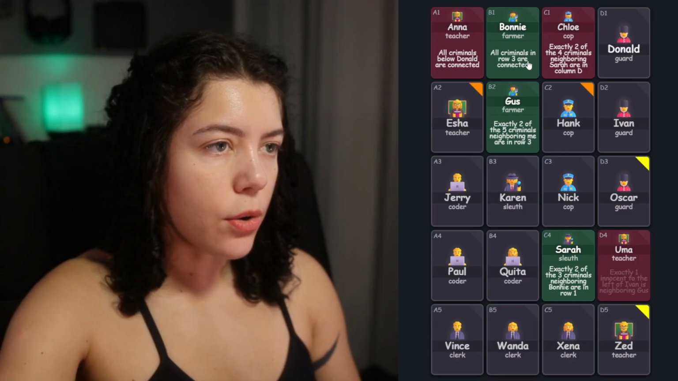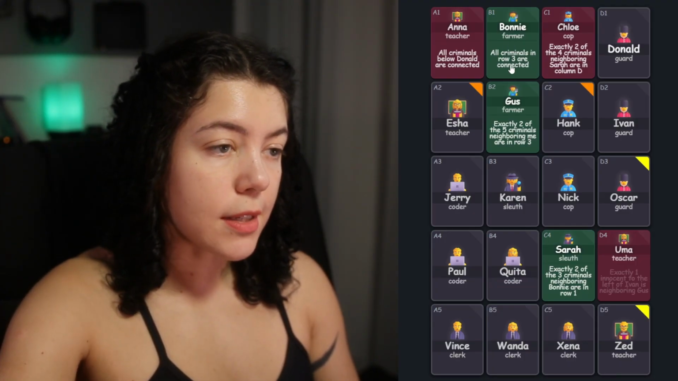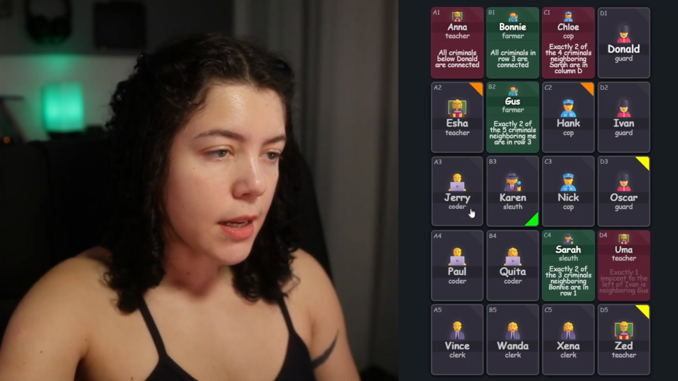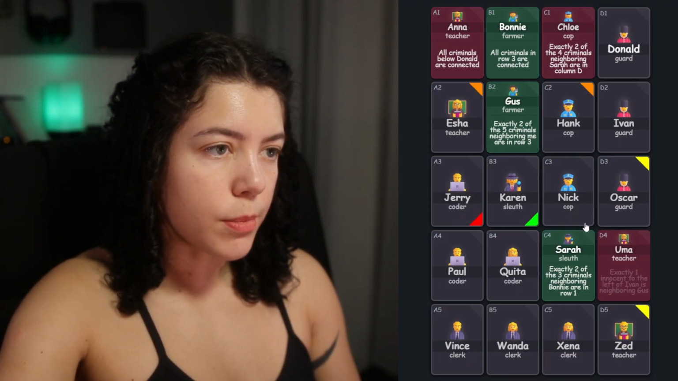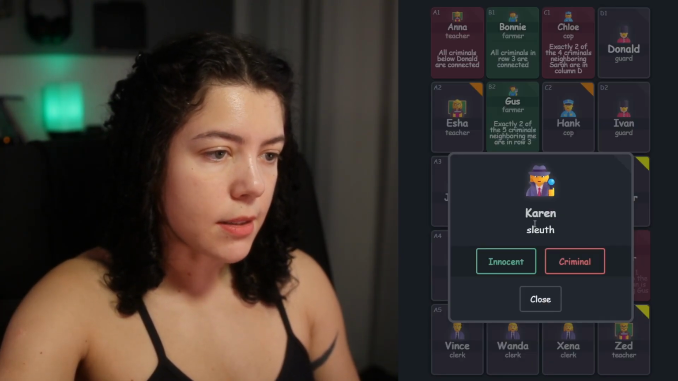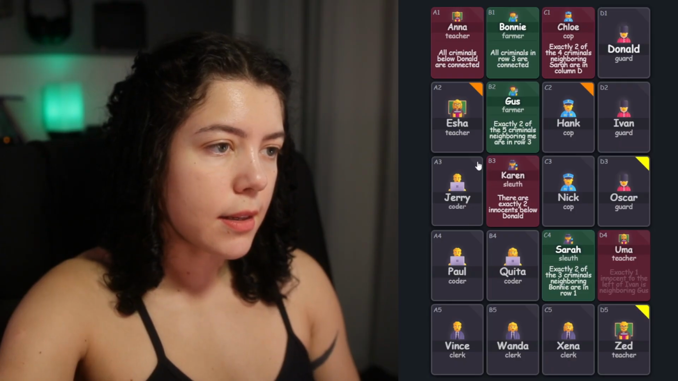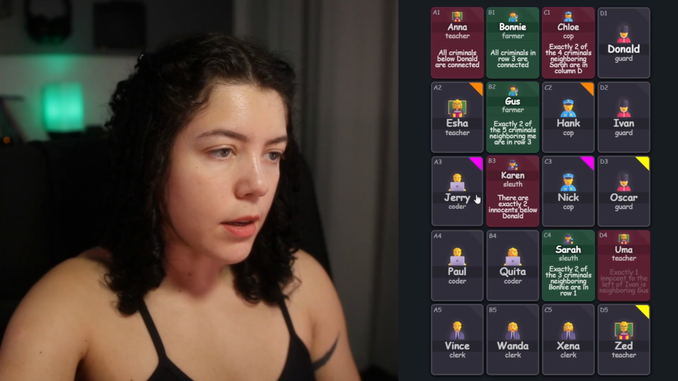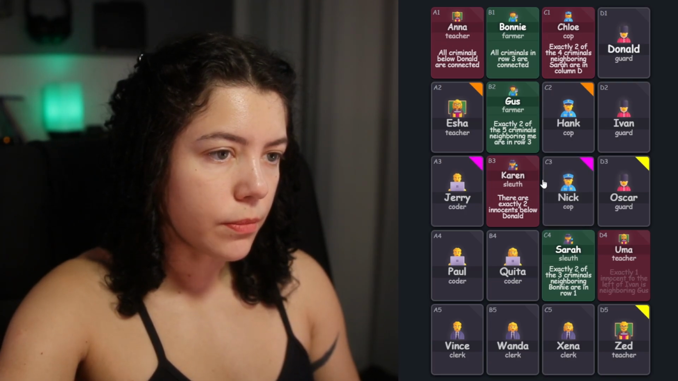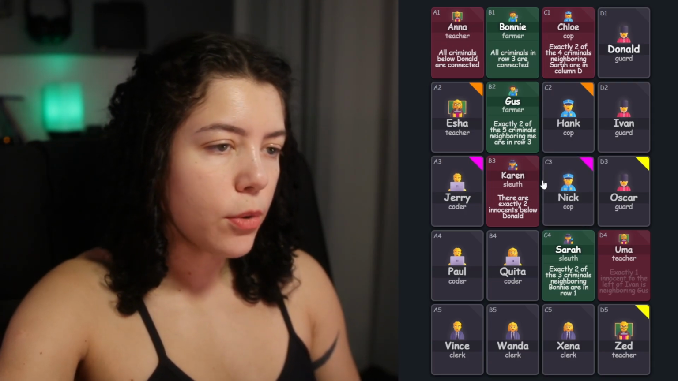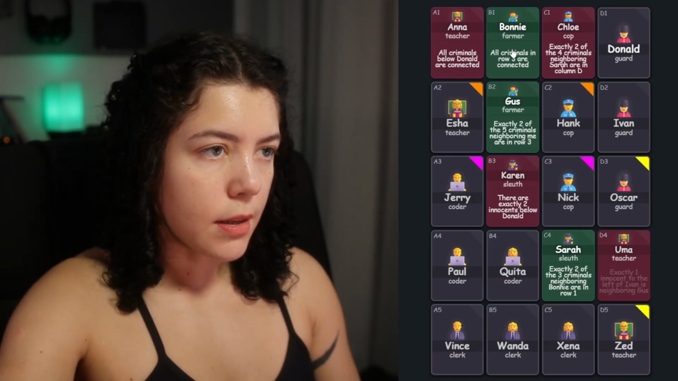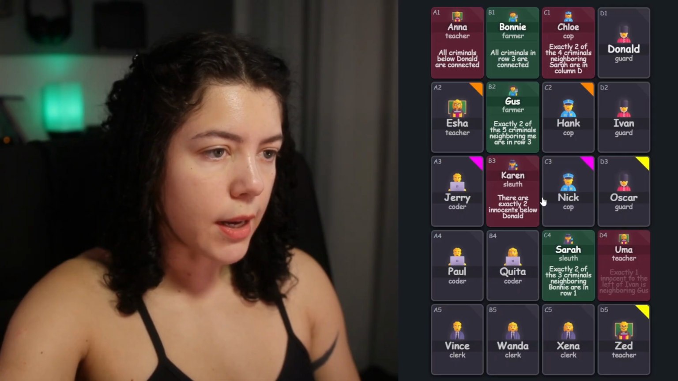Now Bonnie says that all criminals in row 3 are connected. So same as happened with Uma here, if Karen were to be an innocent, she would be separating the 2 criminals neighboring Gus in row 3, right? So Karen couldn't be an innocent. She has to be a criminal, and the second criminal has to be connected to her, and the other person is going to be an innocent. Now, it could be that both Nick and Oscar are criminals, so let's leave that clue to tell us about it later.